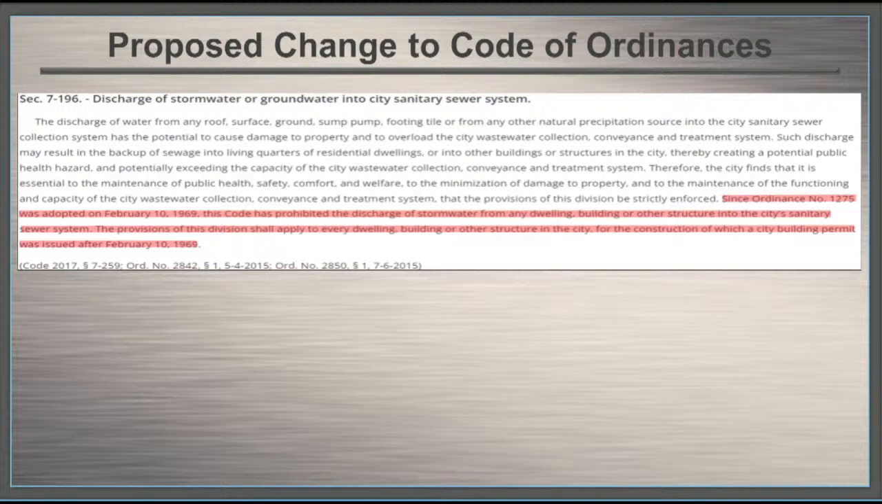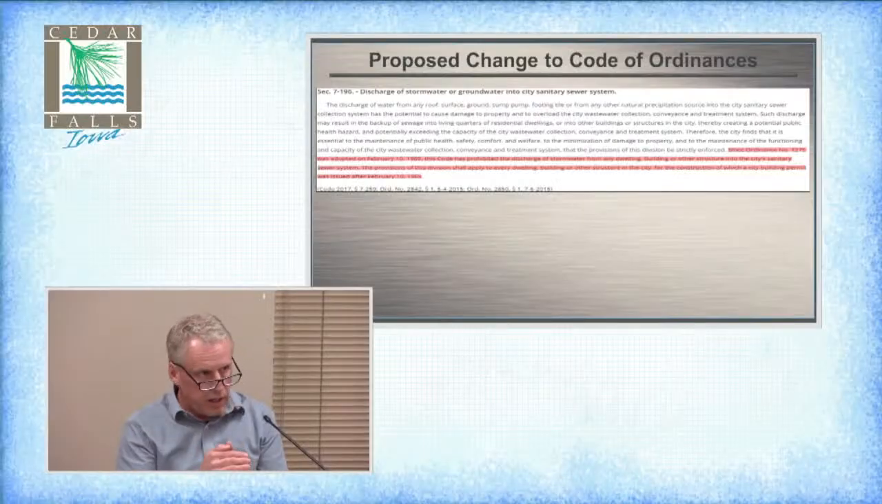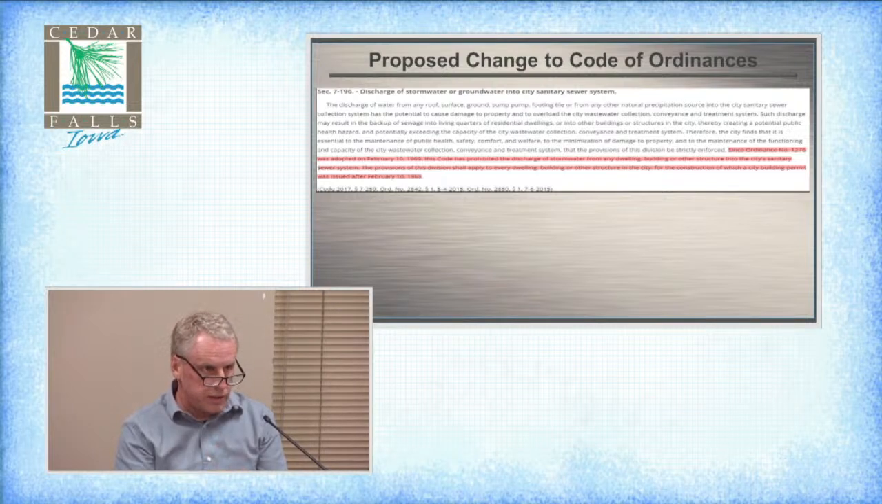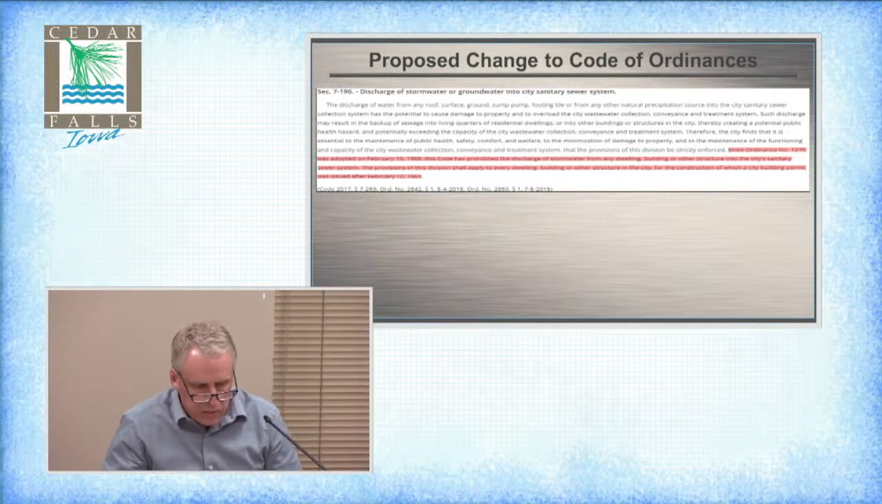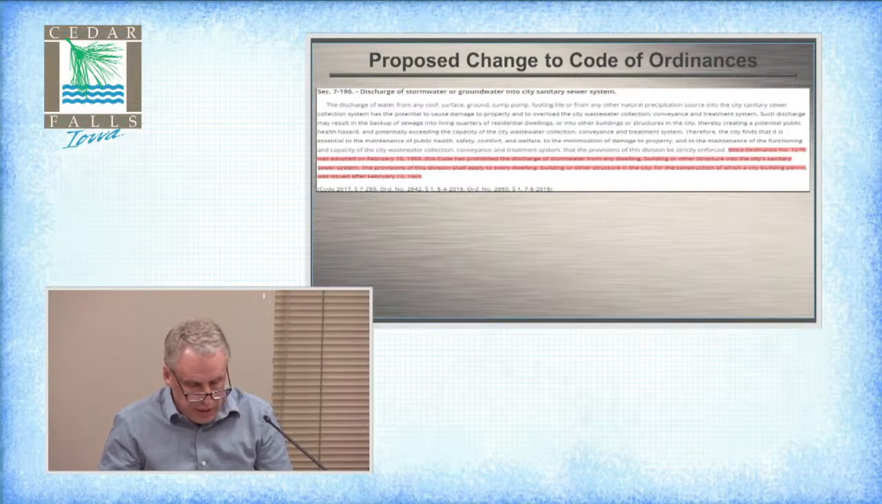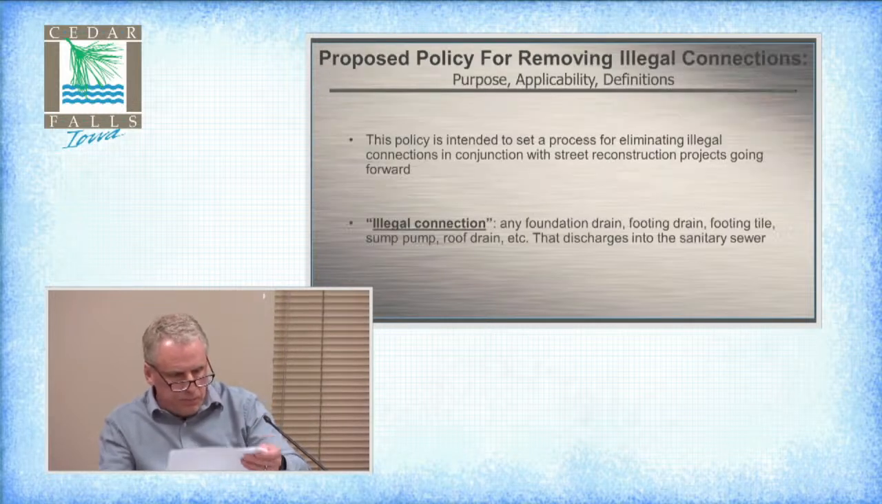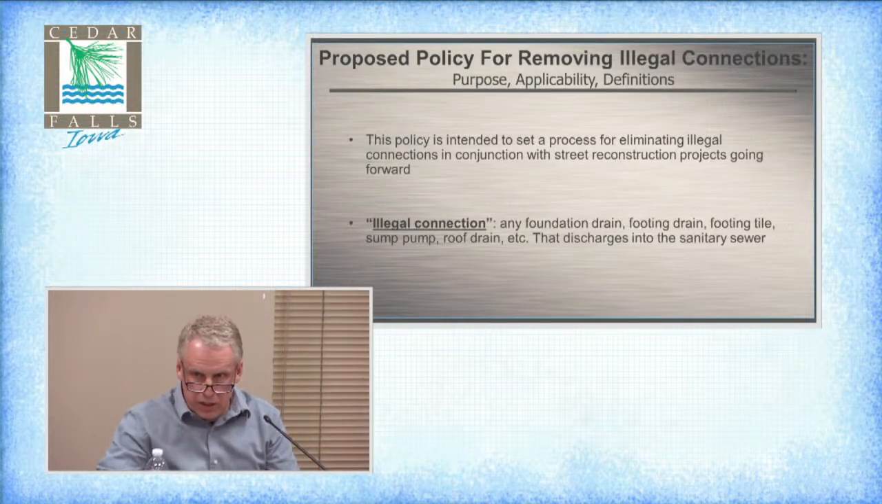So in order to do something like this, what we'd like to do is to change the ordinance to eliminate that 1969 date and make discharges from sump pumps and footing drains illicit or illegal throughout the city. So all homes in the city of Cedar Falls would not be allowed to discharge that clean water into our sanitary sewer system. So that would be the ordinance change.